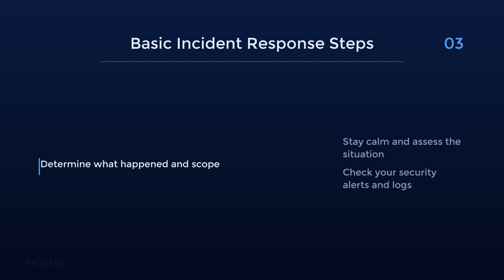Determine what happened and scope. This means you must first identify the specific security issue and assess which systems or data are affected. For example, if a user reports unusual activity, you investigate to confirm a potential breach and check which servers or applications are involved. This initial step is crucial for focusing your response efforts effectively.